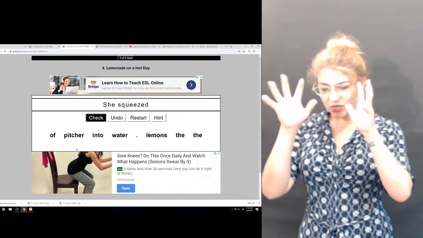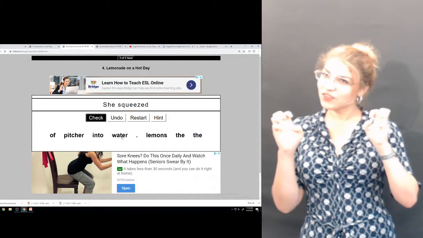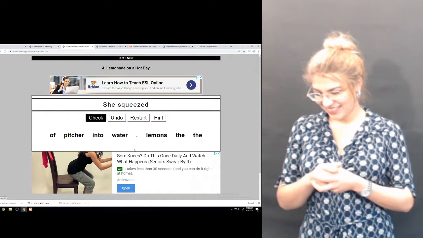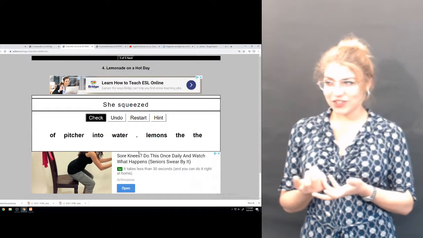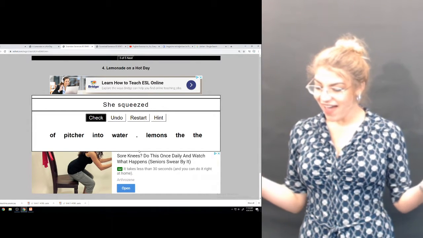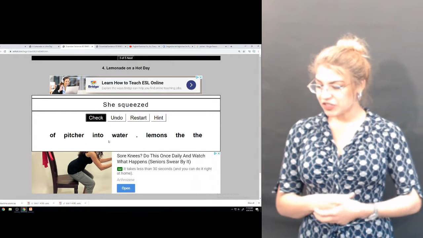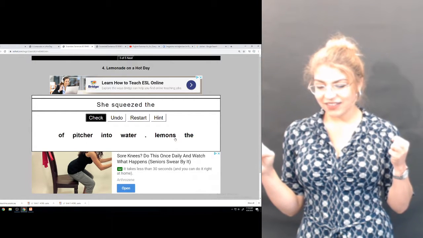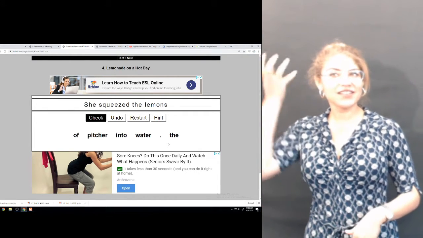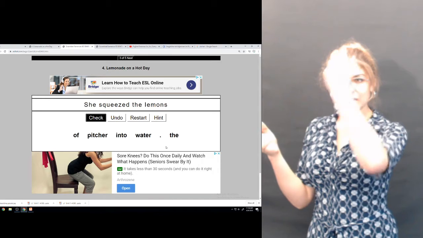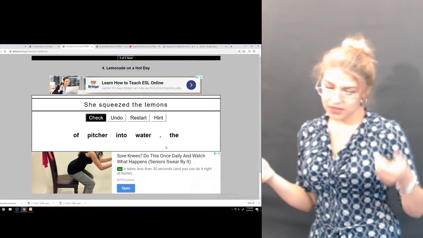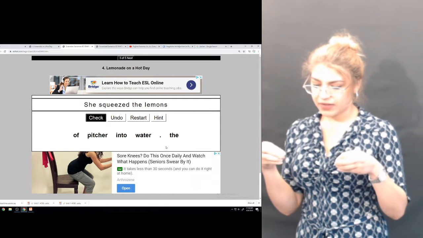Well, what does one squeeze? Not the water. Not the pitcher. Yeah, she squeezed the lemons. So she squeezed the lemons. Okay, so, de nuevo. ¿Quién? She. What? Squeezed. And what did she squeeze? The lemons. She squeezed the lemons.